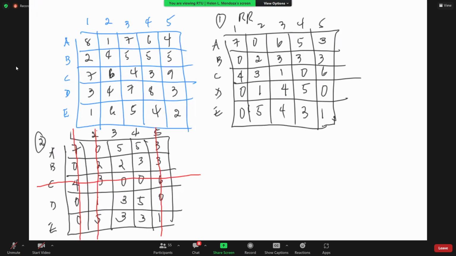Bilangin, ilan? 4 lang po. 4. So kung 4 lang, ibig sabihin, hindi pa tayo titigil. So gagawa pa tayo ng third. Maganda rin para makita ninyo kung paano ba gagawin yung third. So we create another.